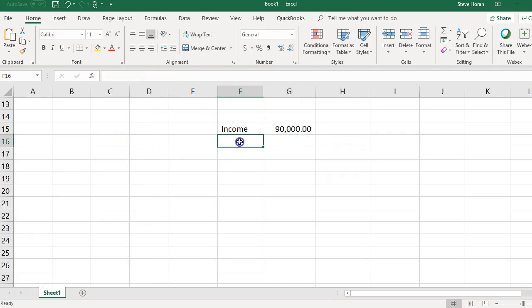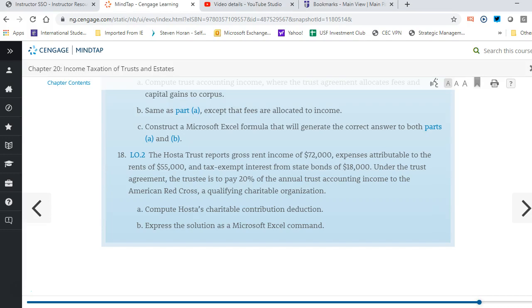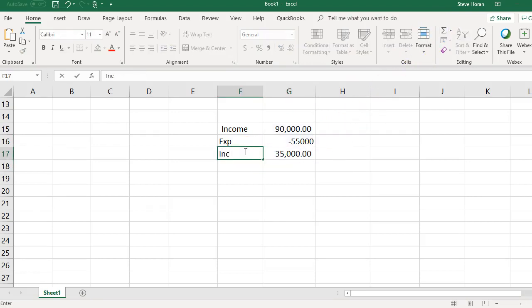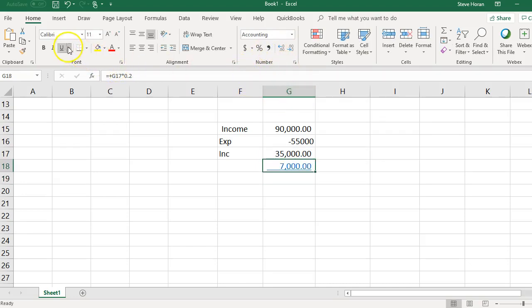Okay. And then I had expenses, which they told me what those were. They just said my expenses are $55,000. Expenses to get the rents are $55,000. So therefore, I subtract, and I get $35,000 income, and then 20% of that income goes to the Red Cross as a donation, which is $7,000. Okay. So $7,000 goes to the Red Cross.